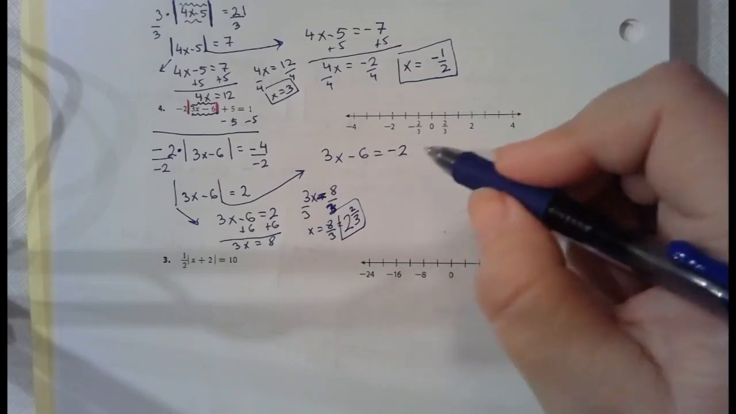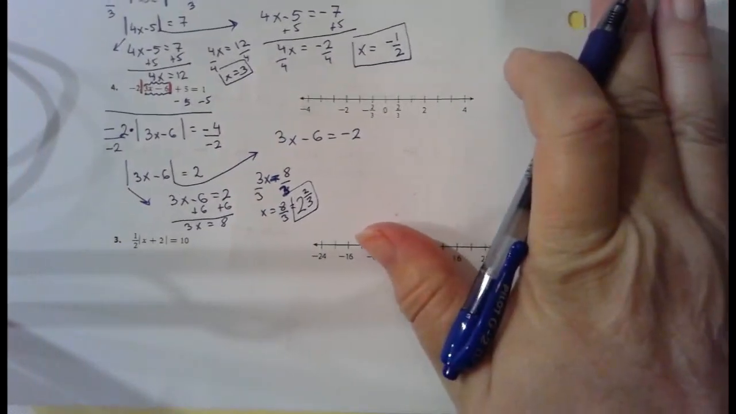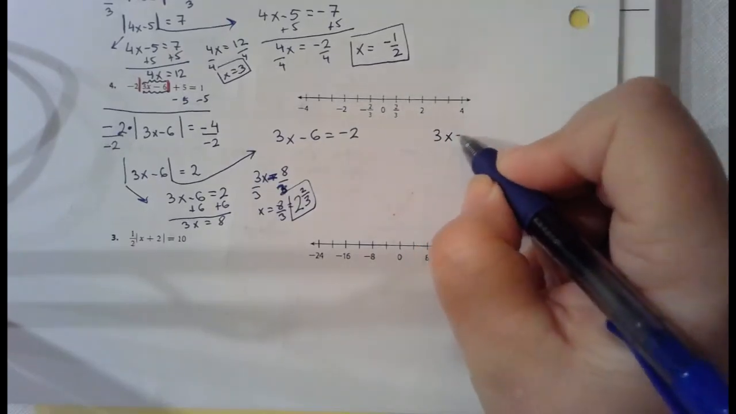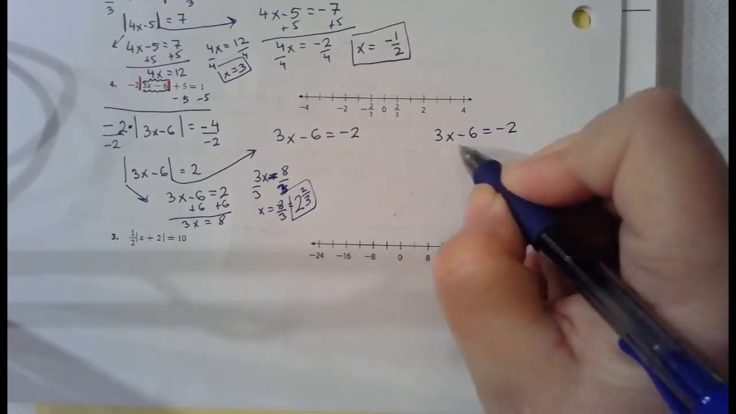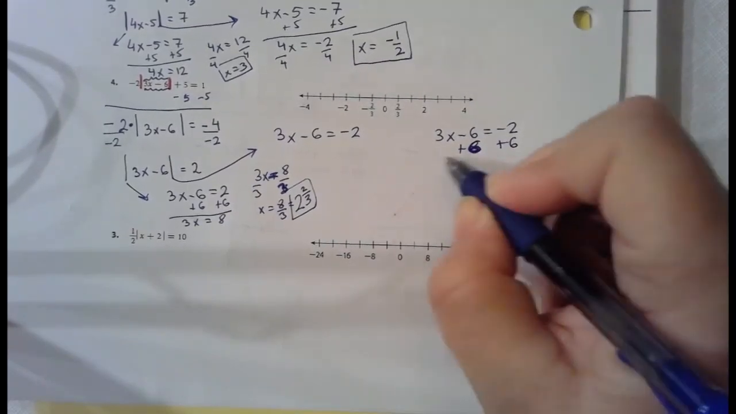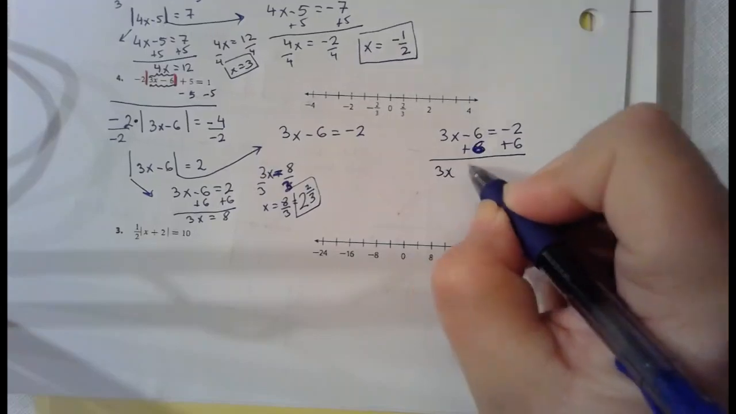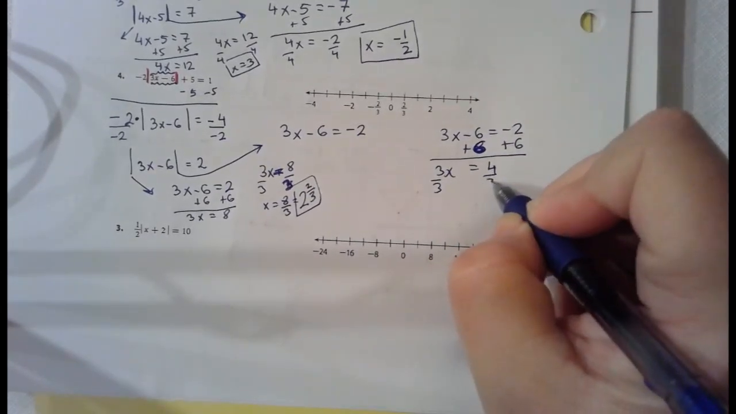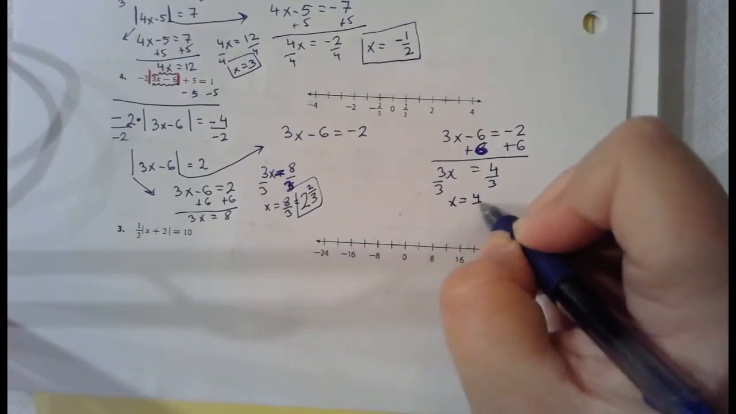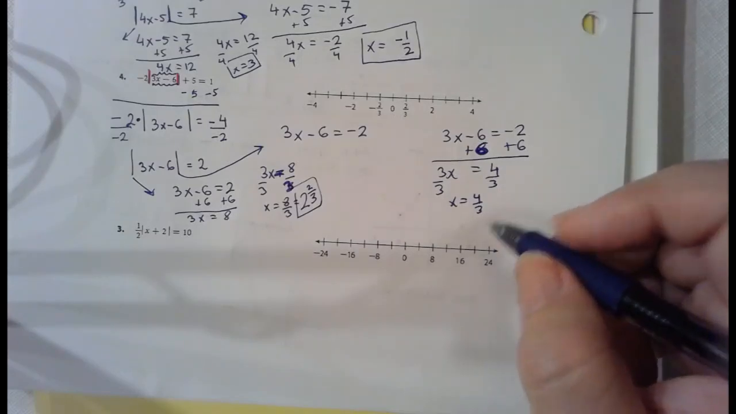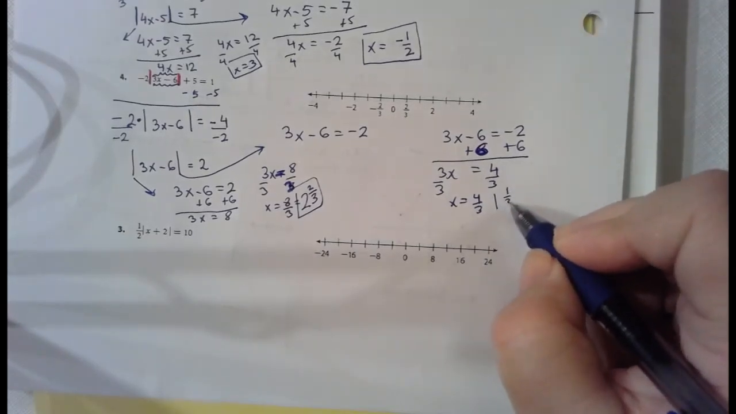Okay, so I need to solve this one, and I didn't give myself much room, so I'm going to continue here. So it's going to be 3x minus 6 equals -2. I'm going to add 6 to both sides. So 3x equals +4. Divide by 3, x is 4 over 3, and 4 over 3 is 1 1/3.